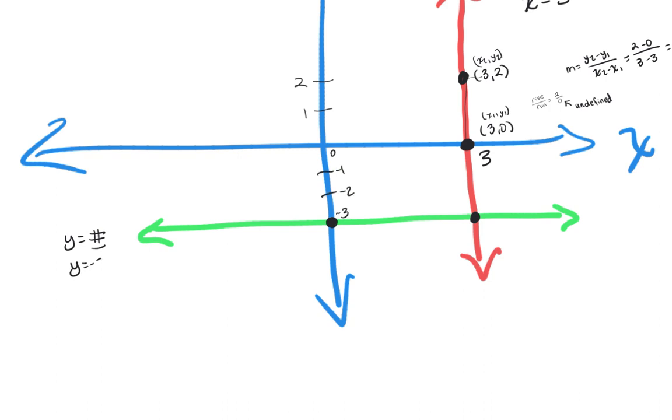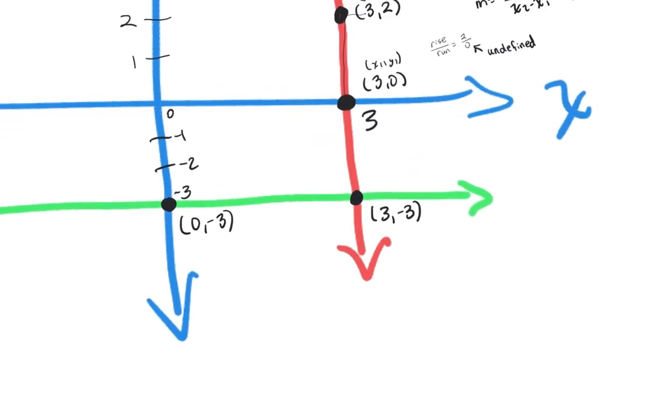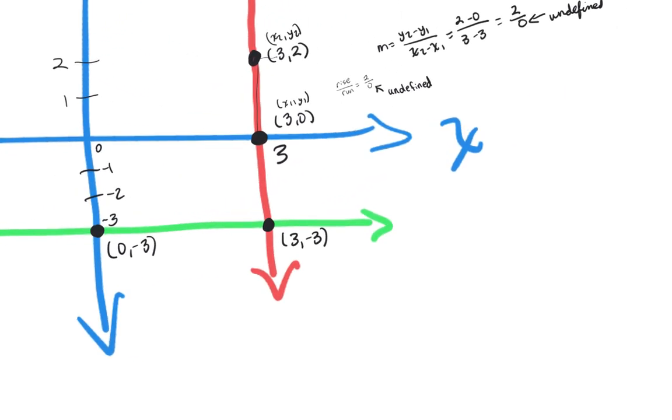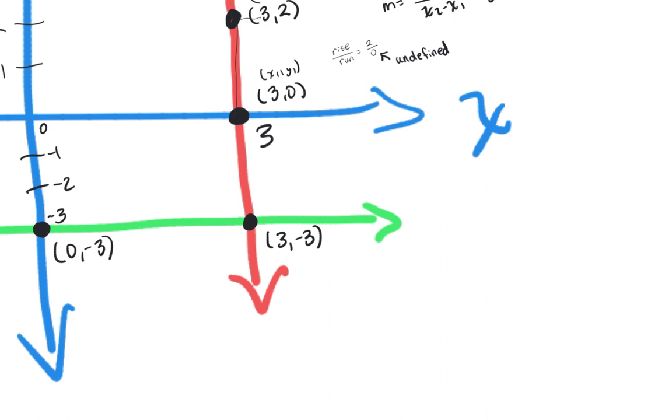So this is y equals -3. So our point here is (0, -3), and our point here is (3, -3), correct? All right, so now we have two options. We can use either rise over run, or m equals y2 minus y1 over x2 minus x1. So let's try both of them. We'll call this x1, y1, and we'll call this x2, y2.